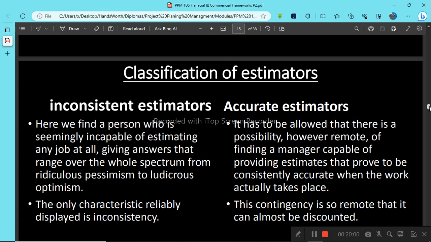Otherwise, if you are undecided, you are not really sure, you are taking long to make that decision, or you keep on switching and changing. You overestimate the prices, then tomorrow you come back and underestimate, and again tomorrow you overestimate. It will affect how your project is going to progress. So this one is known as the inconsistent estimator. The only characteristic reliably displayed is inconsistency.